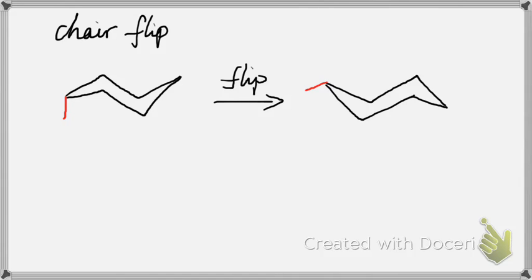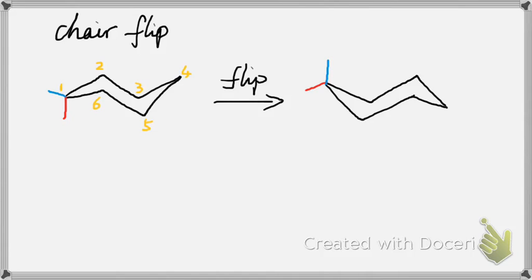But one thing you need to keep in mind is to look at the red bond. In the first chair form, the red bond is pointing down in the equatorial position. After the chair flip, the red bond is still pointing down, but it's in an axial position. So in the chair flip, axial becomes equatorial and equatorial becomes axial. The blue bond was equatorial, going up. After the flip, it is axial, but still going up.